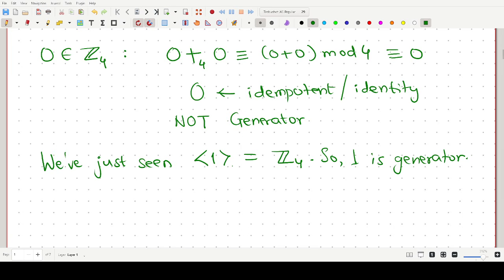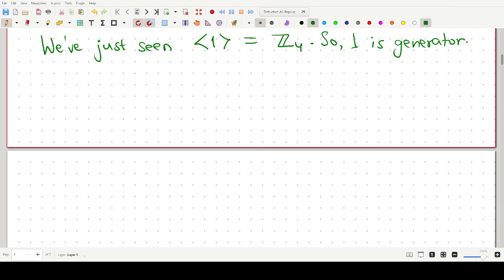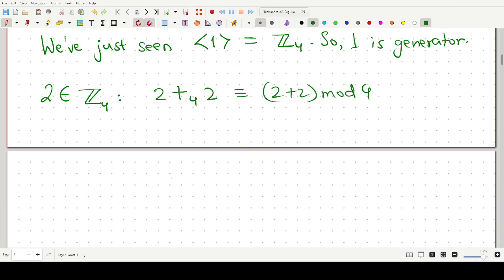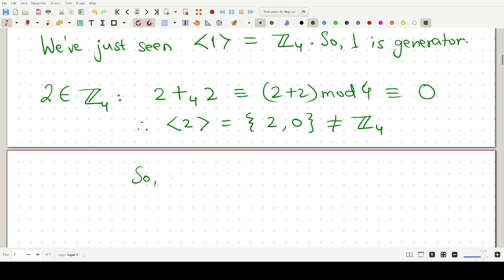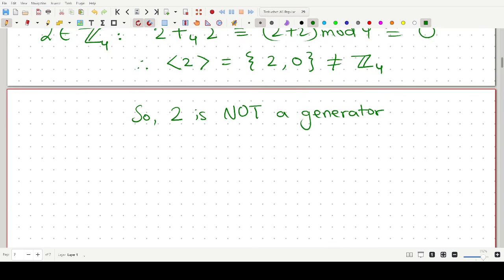Right? Okay. Let us try to identify if 2 is a generator or not. Okay, let us look at 2 belongs to Z4. So first, let's do 2 operated with 2. That gives us 2 plus 2 modulo 4. Now that is same as 4 modulo 4, and that gives us 0. And then we are back in square one, because the group generated by 2 contains just two elements, 2 and 0, and that is not equal to Z4. So 2 is not a generator. So we have checked for 0, 0 is not a generator, 1 is a generator, 2 is not a generator.